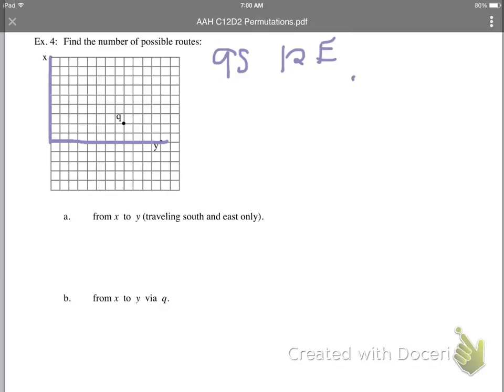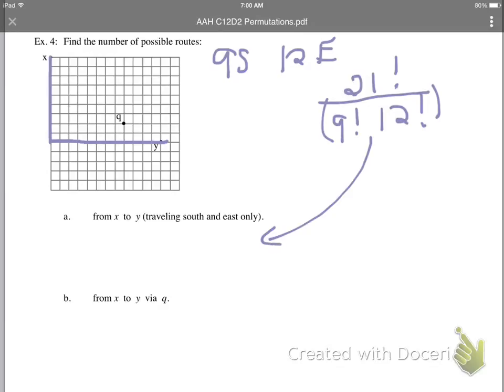That means we have a total of 21 letters, all right? So we have 21 possibilities, but 9 of them are repeated S's and 12 of them are repeated E's. So this turns out, and again, if you put it in your calculator, you're going to end up with 293,930 ways that you can go from X to Y, but only going south and east.